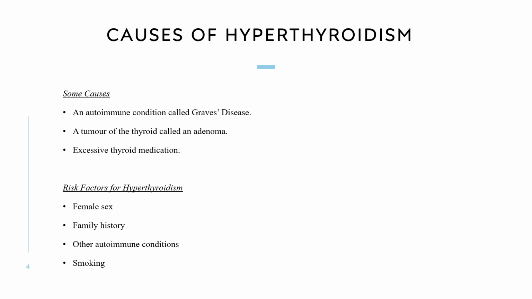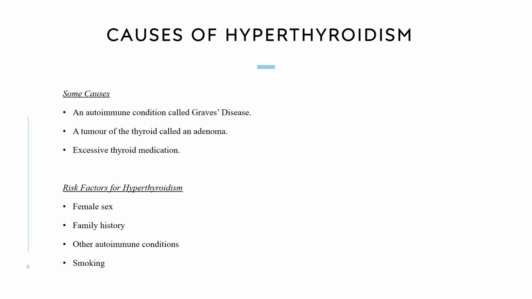Okay, so I've mentioned that hyperthyroidism is when the thyroid gland is producing too much of the thyroid hormones. But how does this happen? There are many different causes, and I've listed on this slide some of the key causes of this process. So one way in which this can happen is through an autoimmune condition. This is one of the most common causes of hyperthyroidism. It's probably one of the ones that you're most likely to encounter in clinical practice.